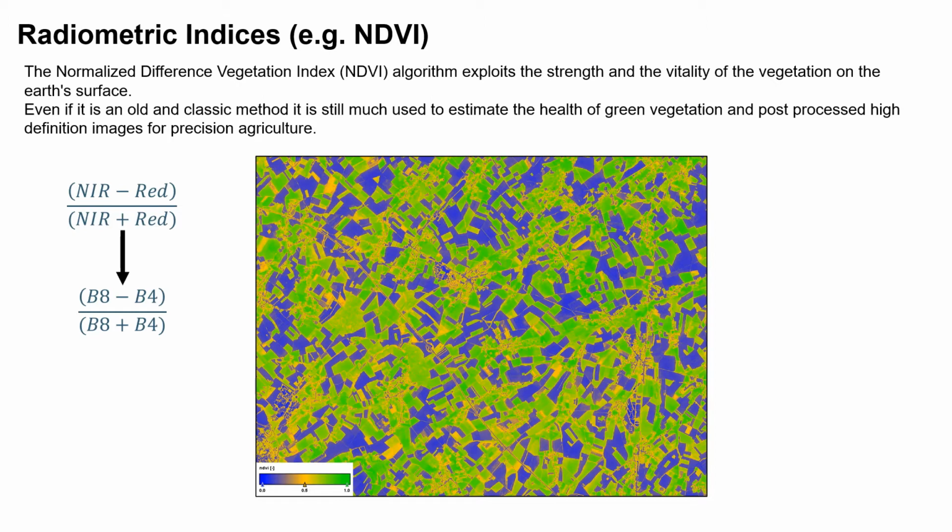In the image here presented, you see an example of calculated NDVI. The highest NDVI is represented in green for healthy and very vital vegetation. The lowest value of NDVI is represented in blue.